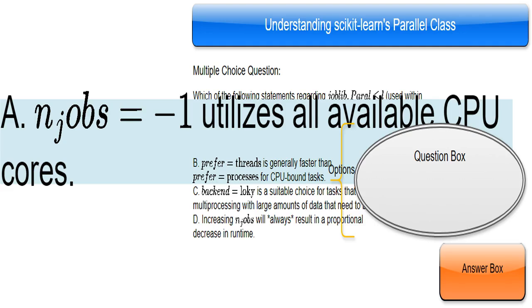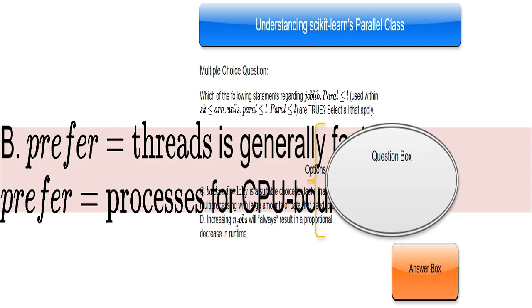The n_jobs parameter controls the number of parallel jobs to run. Setting it to -1 means use all available processing units, thus maximizing parallel execution. This option compares threads and processes and asks whether threads are faster than processes for CPU-bound tasks, those mainly limited by processing power. The answer will depend on the specific situation and the nature of the task.